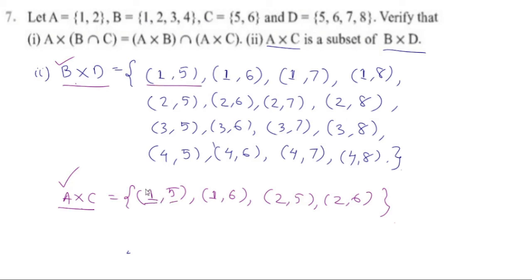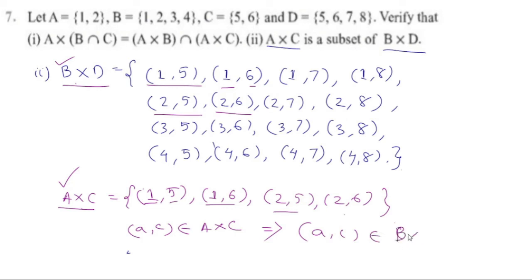It is here. So this element is in B cross D. Then next, 1, 6 is also in B cross D. 2, 5 is also in B cross D. 2, 6 is also in B cross D. So I can say that any element (a, b) that belongs to A cross C will imply (a, c) is also in B cross D, or we can say that any element you pick from A cross C is also an element in B cross D, and hence it is true that A cross C is a subset of B cross D. Okay, so both the statements are true.